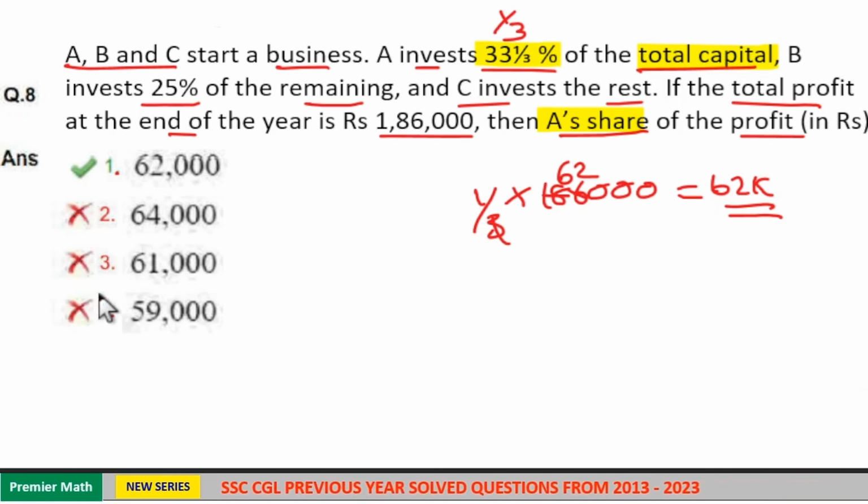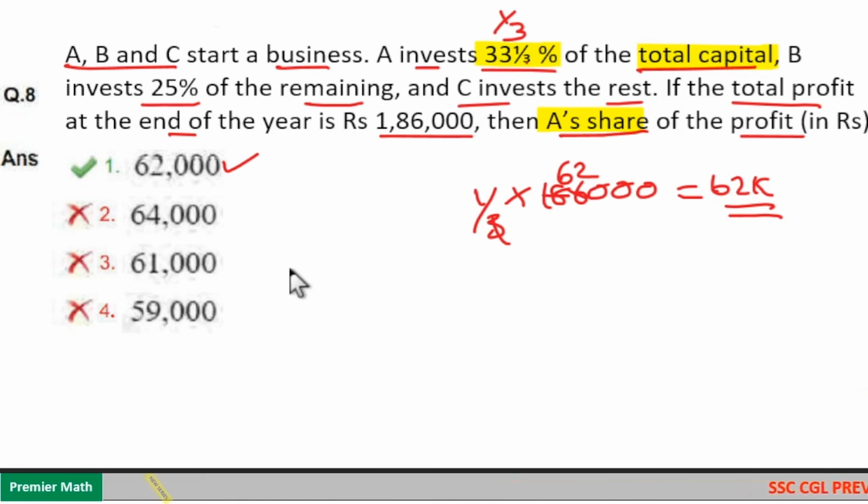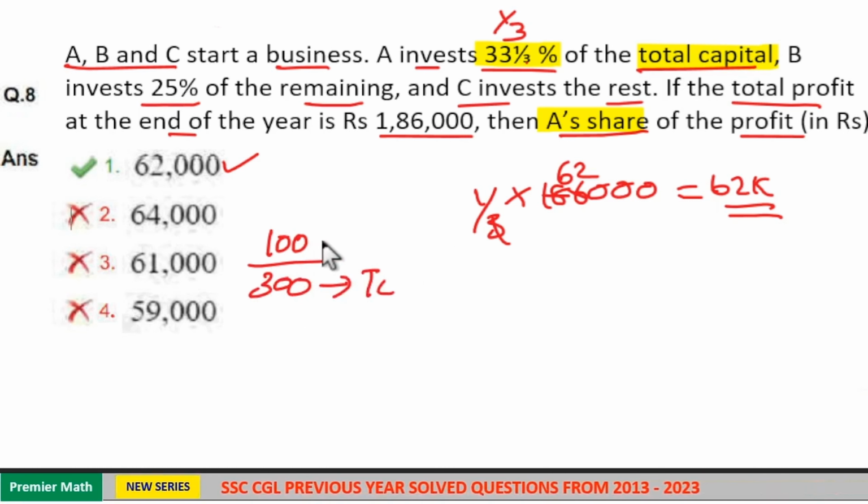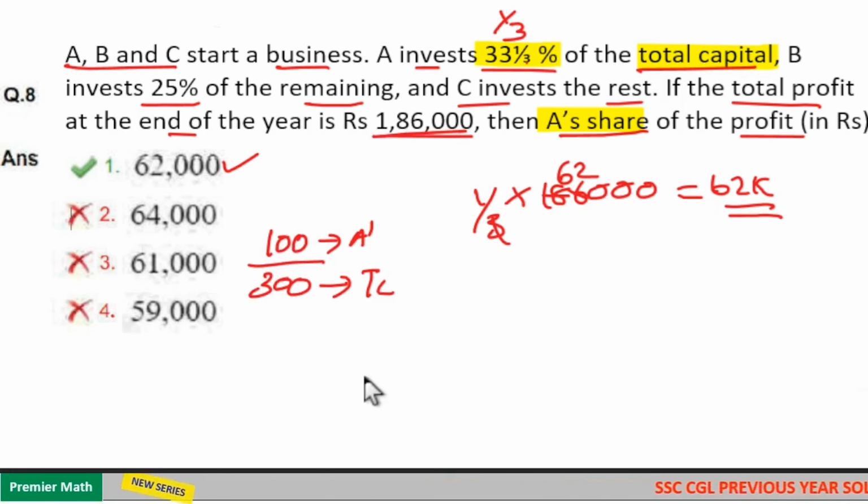Actually, you don't need to calculate what is C's investment, what is B's investment. Just take the percentage. Here 3 into 33 is 99. 99 plus 1 is 100. So 100 by 3% means 100 by 300 of the total capital, which means 300 is the total capital. Out of this 300 part, 100 is A's share. So A's share is equal to 1/3 of total profit, 62,000.